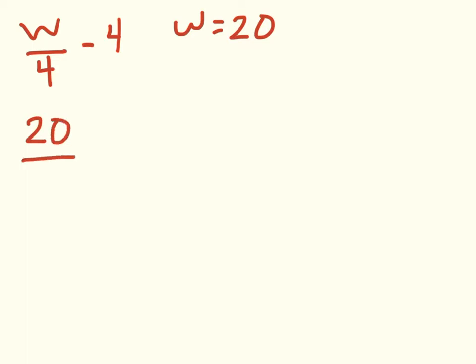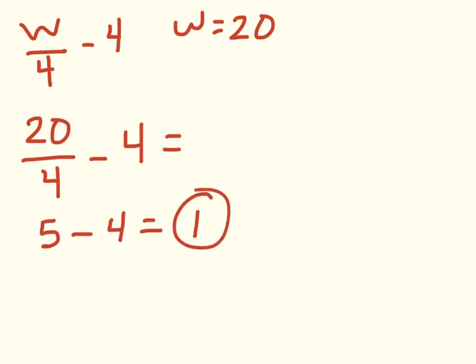And finally, let's work an example using division. Let's evaluate W over 4 minus 4 when W equals 20. Once again, we simply substitute. So it becomes 20 over 4 minus 4 equals, remember, follow your PEMDAS rules. We'll divide before we subtract. So 20 divided by 4 equals 5 minus 4, and that gives us a final answer of 1. So when W equals 20, W divided by 4 minus 4 equals 1.